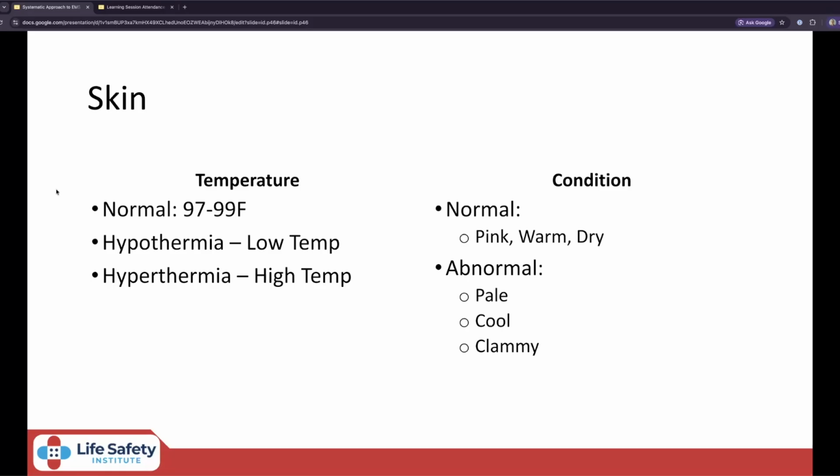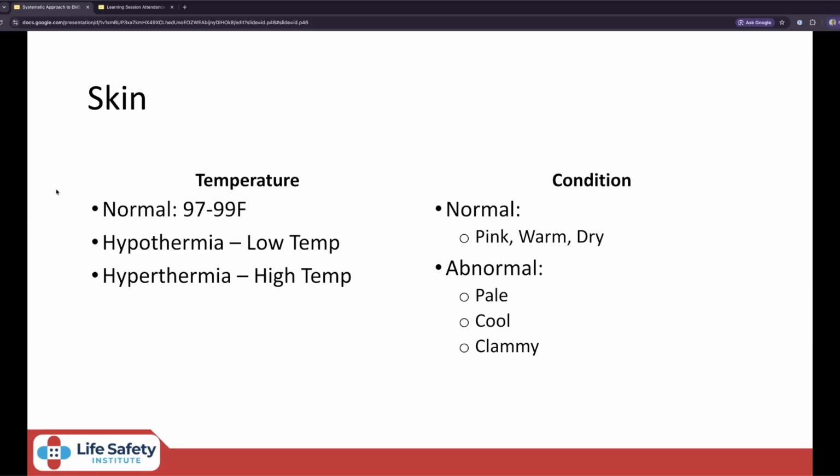Temperature is one of the things. So normal temperature, 97 to 99 Fahrenheit. Hypothermia would be a low temperature. Hyperthermia would be a high temperature. They're both bad for different reasons, right? So there's a reason there's a normal range.